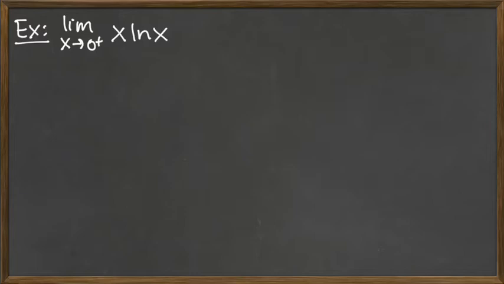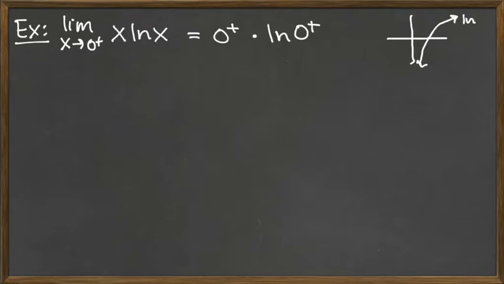L'Hopital's rule. So first notice that if we try to figure out what this indeterminate form is, the first thing we try to do is just plug in. And so really what we're looking at here is like a 0 plus times the natural log of 0 plus. Well, we need to be able to interpret what the natural log of 0 plus is. And so to do that, we rely on the graph of what the natural log of x looks like. So this is natural log of x.